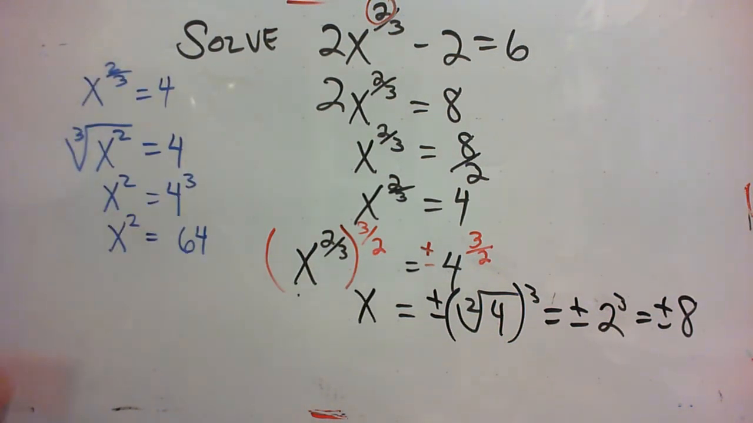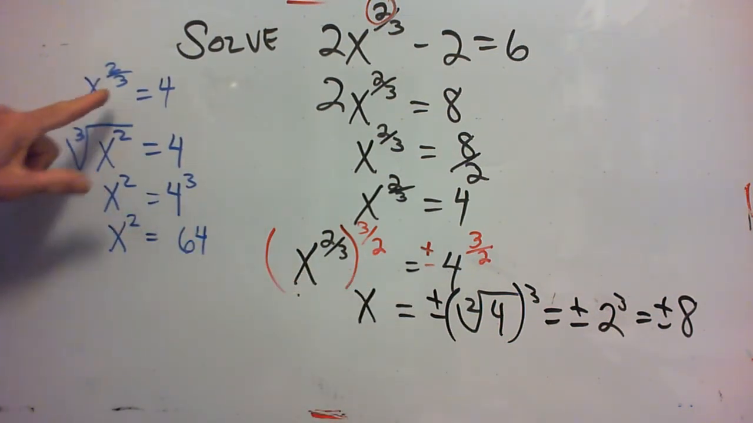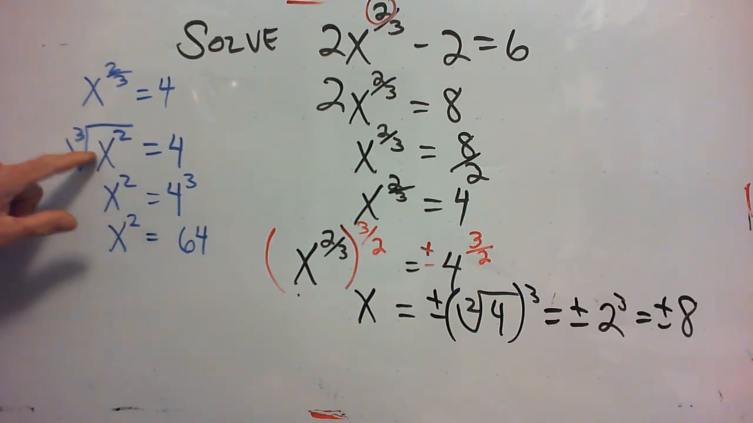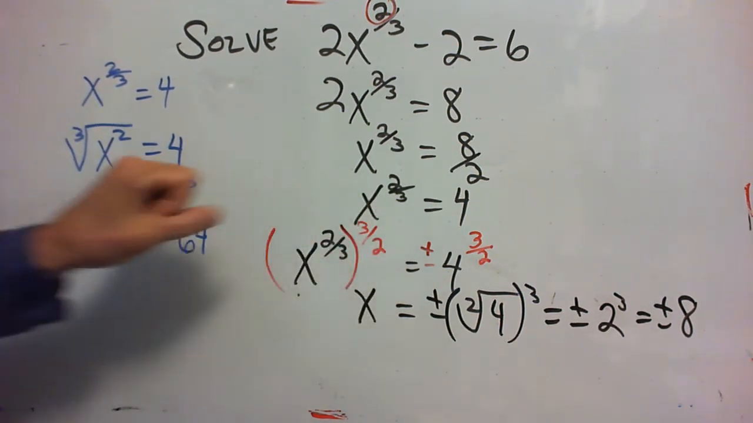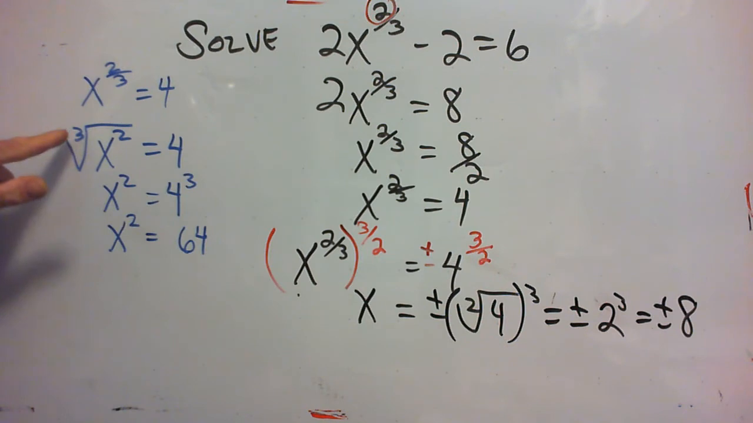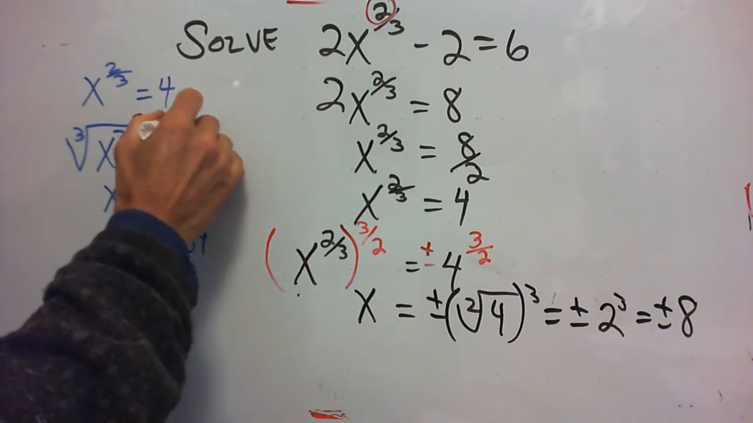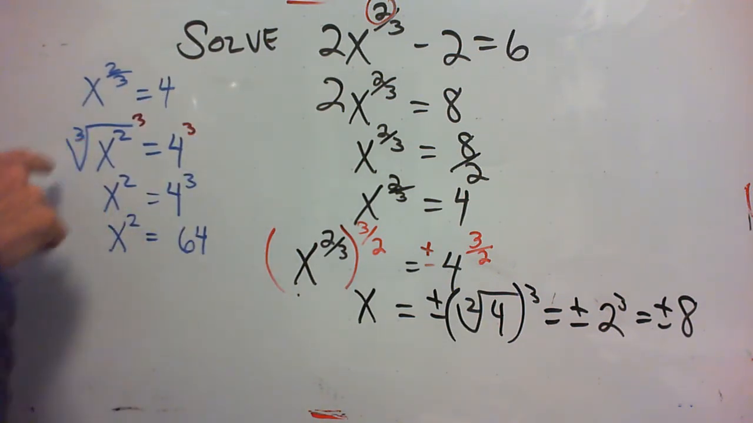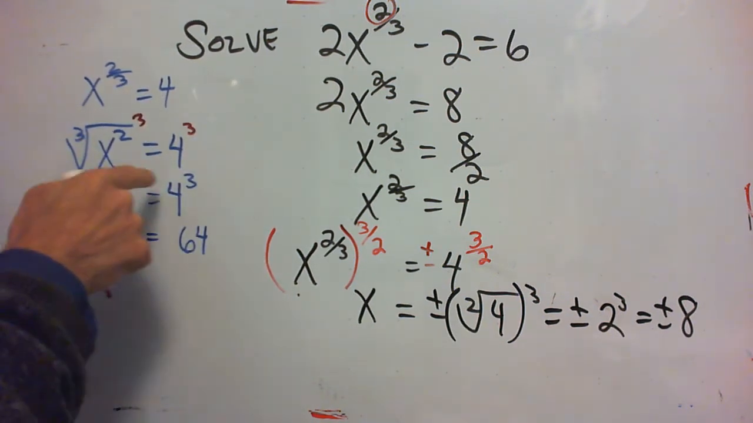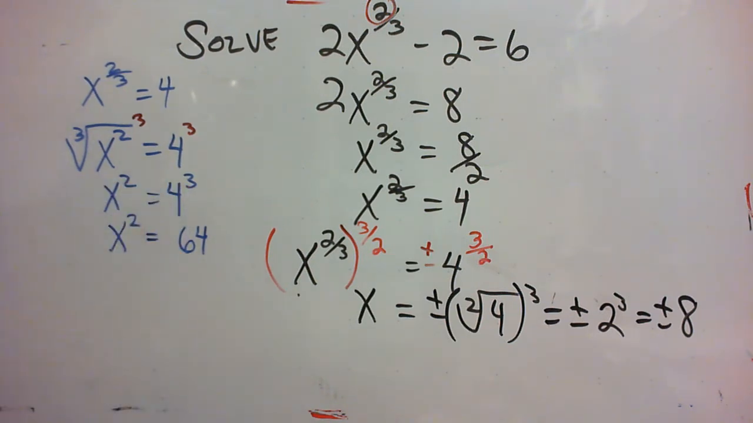To show you why we need that plus or minus, let's look at the radical form of that equation, x to the 2/3 equals 4. That's really the same as the cube root of x squared equals 4. And we can solve that by cubing both sides, which eliminates the cube root. That gives us x squared equals 4 cubed, or x squared equals 64.